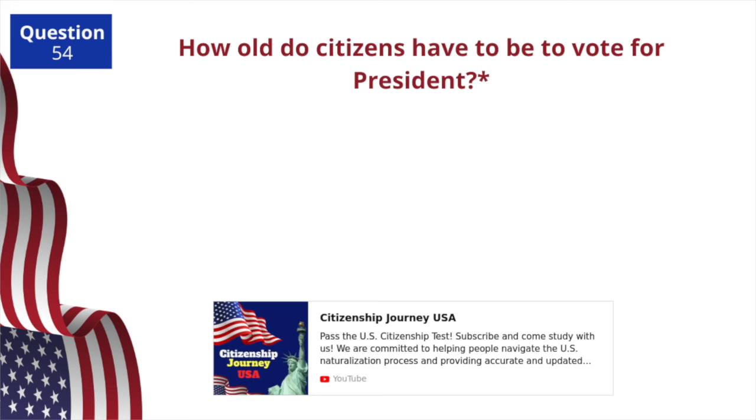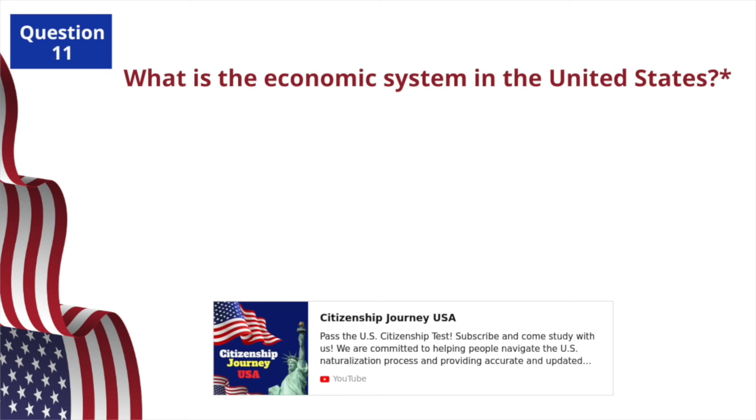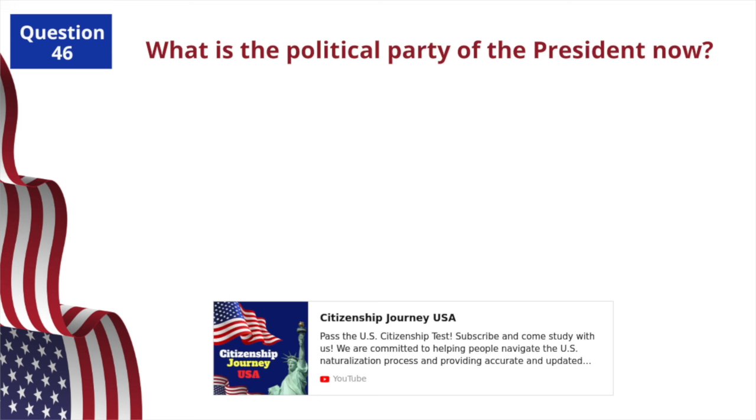How old do citizens have to be to vote for president? 18 and older. What is the economic system in the United States? Market economy. What is the political party of the president now? Democratic Party.